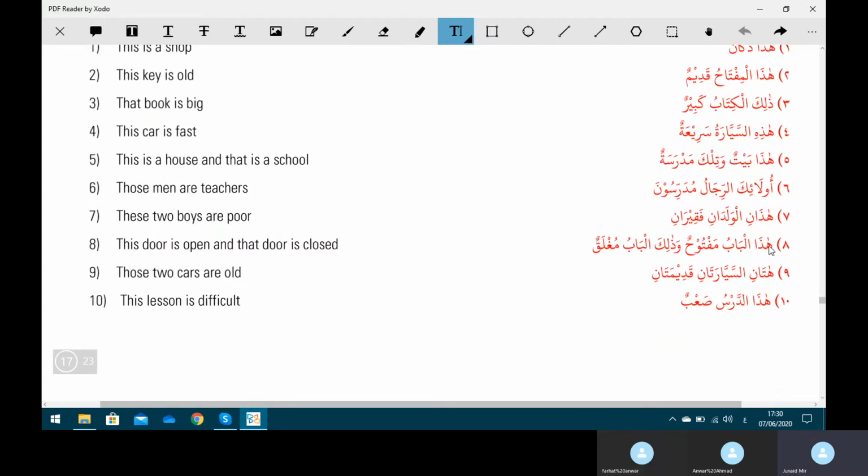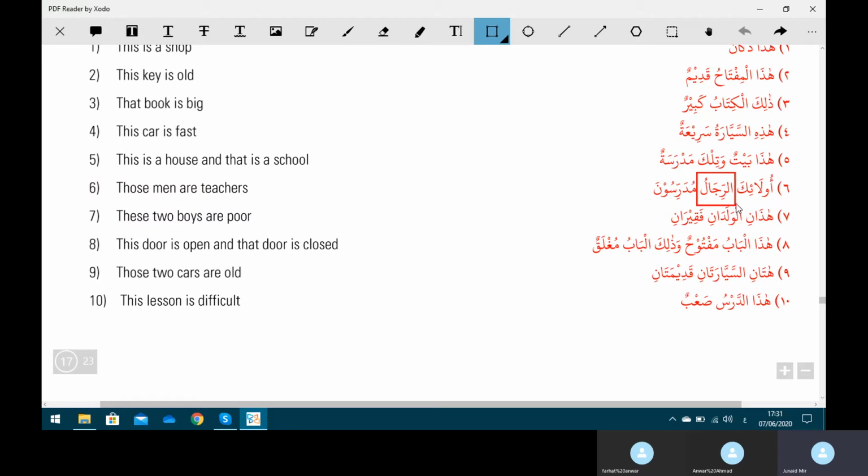And I'm going to pick number 6 for this one. Okay, so number 6. Those men are teachers. And the answer is, so men, the word for men in Arabic is rijalun, rijalun.